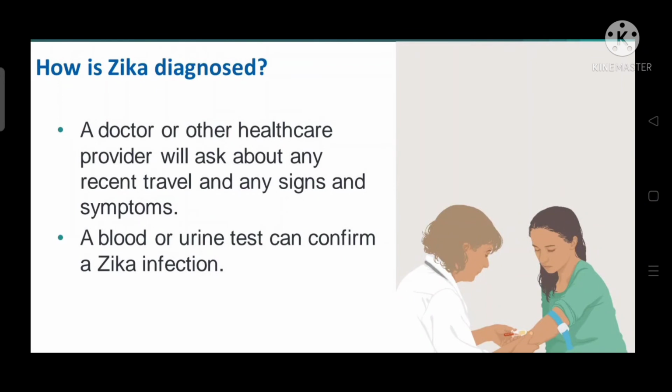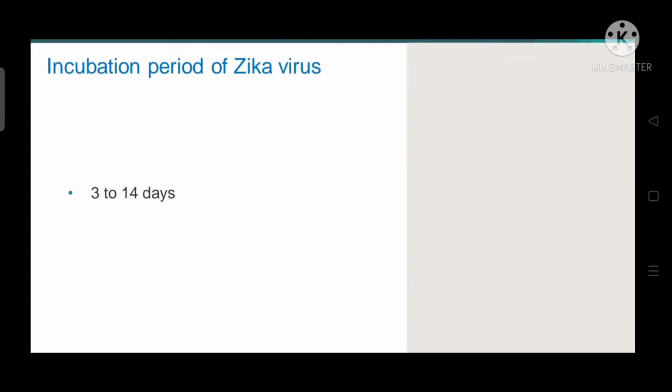How is Zika virus diagnosed in our body? The diagnosis is based on the person's recent travel history, symptoms, and test results. Blood and urine tests can detect Zika virus infection in our body. We will see the incubation period of Zika virus. The incubation period for Zika virus is estimated at 3 to 14 days.